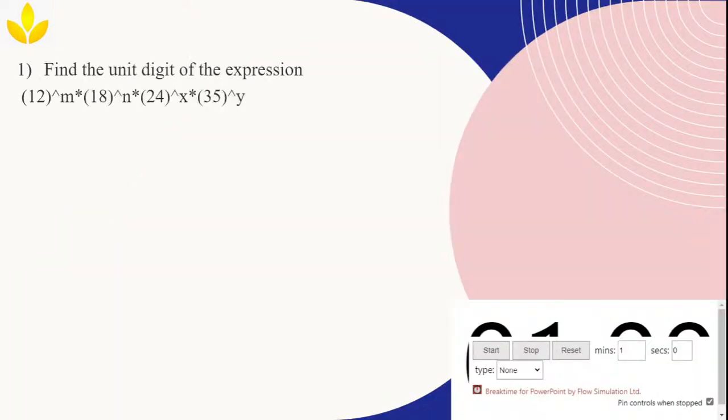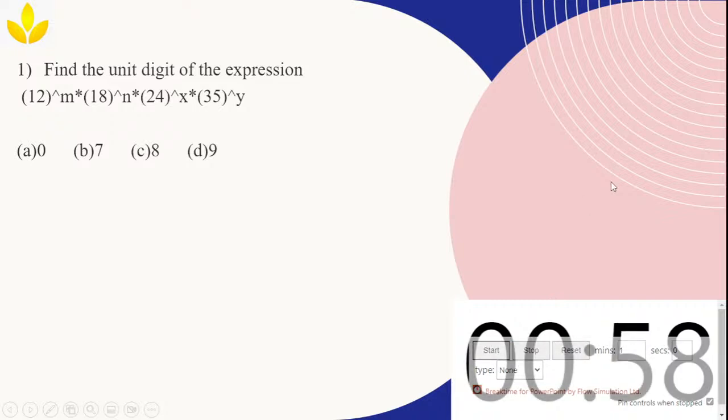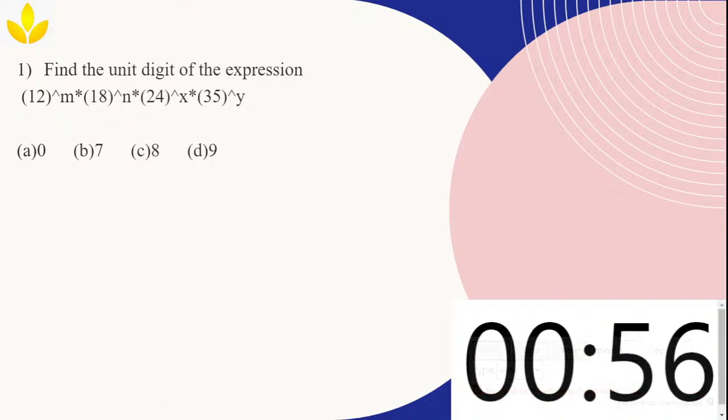The first question is, find the unit digit of this number. Once you get the answer, please comment it in the comment box and you have 1 minute to solve this question.